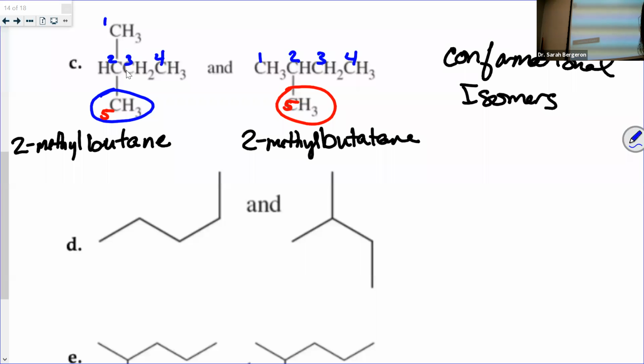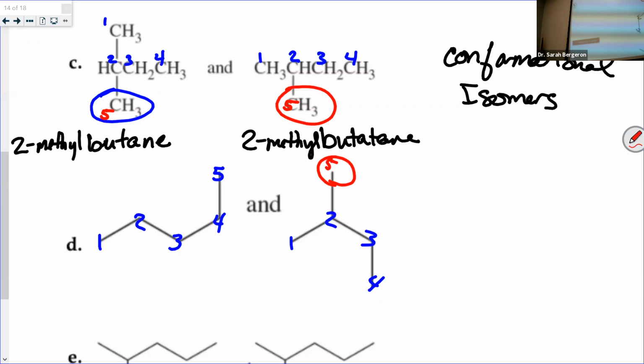D, our first skeletal structure. How many carbons are in our main chain? 5. Okay, and the next one, how many are in our main chain? Ooh, so we got a difference there. So we have a substituent, and this substituent makes 5 carbons. So they have the same number of carbons, but are they arranged in the same way?